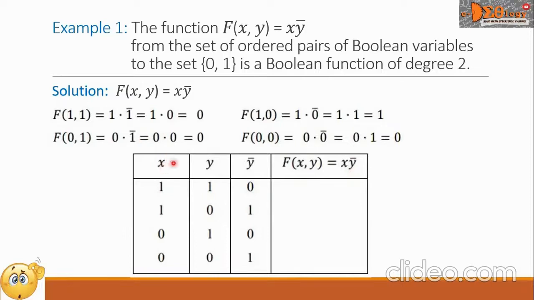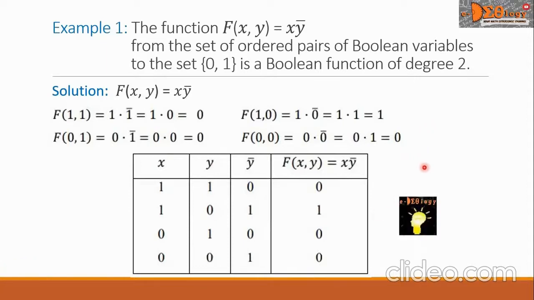This is our x column, this is our y column. We're going to multiply the corresponding values. 1 times 0 is 0, 1 times 1 is 1, 0 times 0 is 0, 0 times 1 is 0. Please observe that our answer in this column is correspondingly the same with our solution in the first method. This is the final answer.